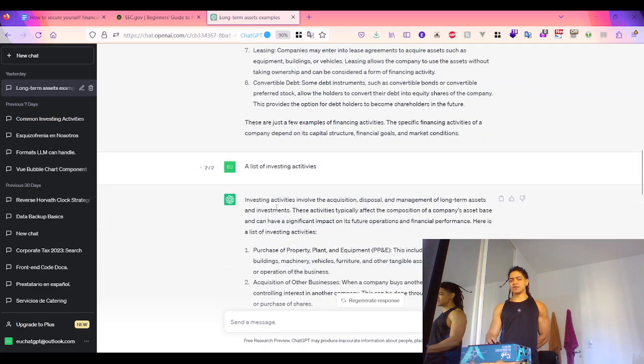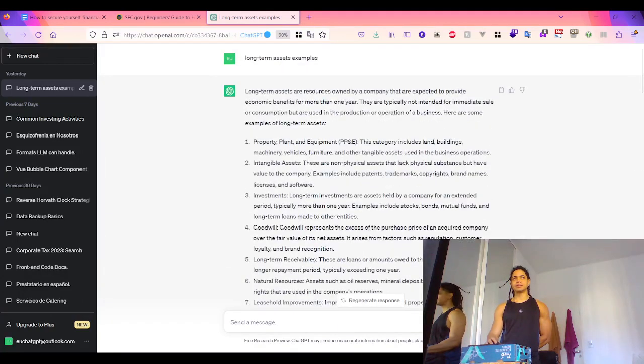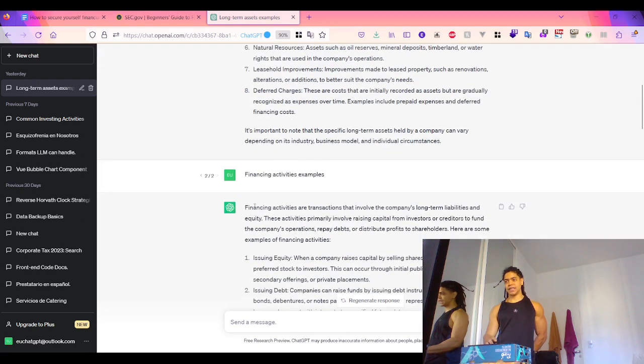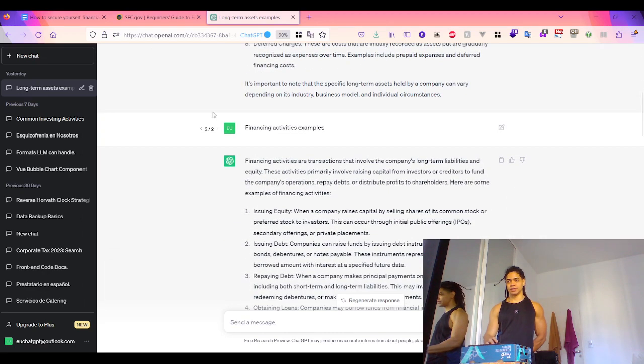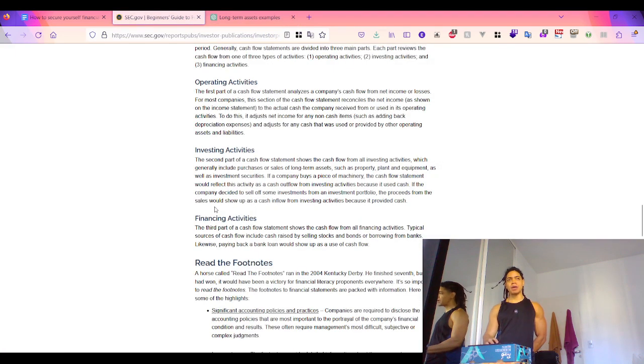All right. So when we talk about long-term assets, we mean intangible assets, whether it's patents, trademarks, copyrights, trade secrets, goodwill, customer loyalty, and other long-term assets: property, plant, and equipment, natural resources, leasehold improvements. Okay, so this is just to mention a couple of examples of long-term assets.